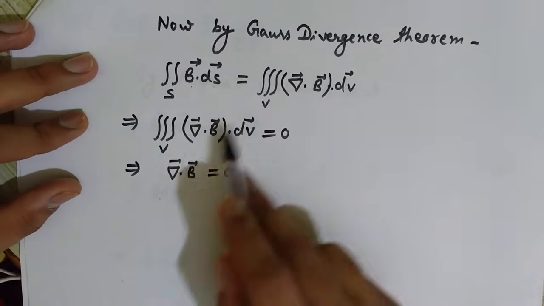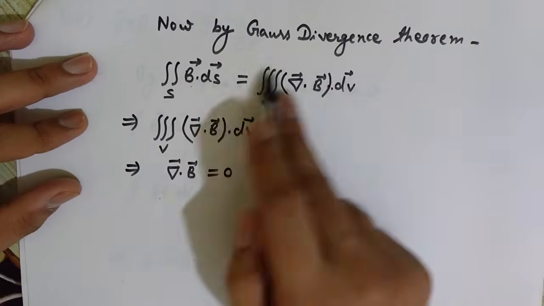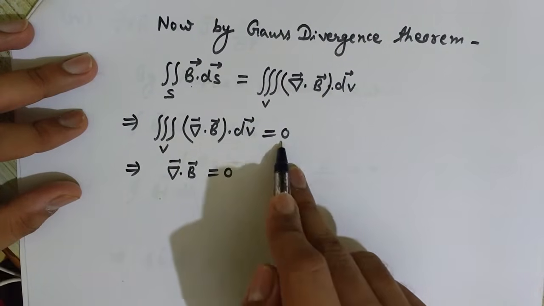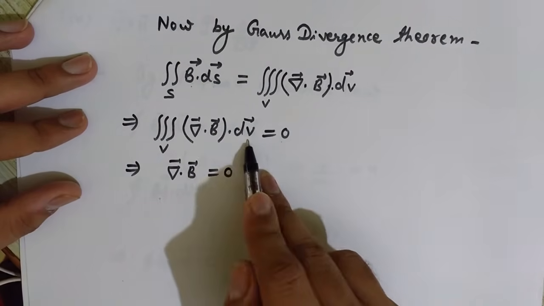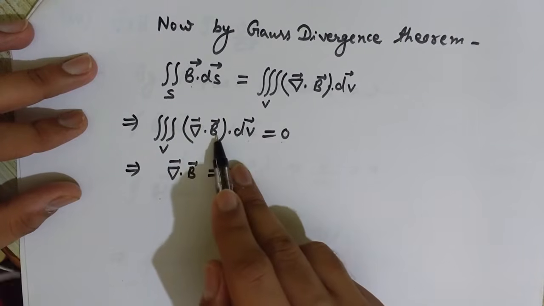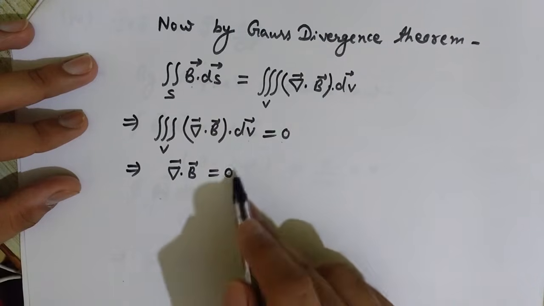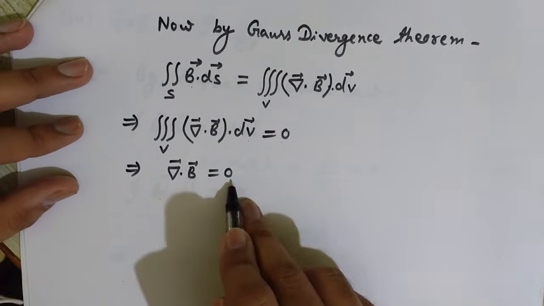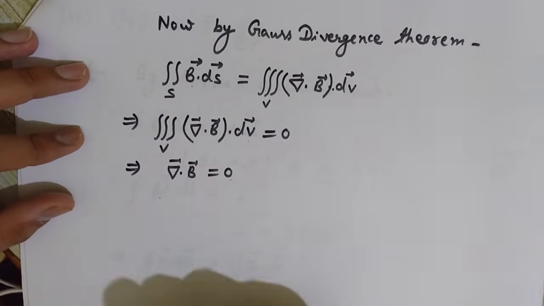Now since this was equal to 0 and we have converted it into this form using the Gauss divergence theorem, this quantity is equal to 0. So if the volume integral of this is 0, then the integrand must also be 0. So divergence of B must also be 0. So from the integral B dot dS equal to 0, we can derive, using the Gauss divergence theorem, that divergence of B equals 0. This is the third equation of Maxwell.